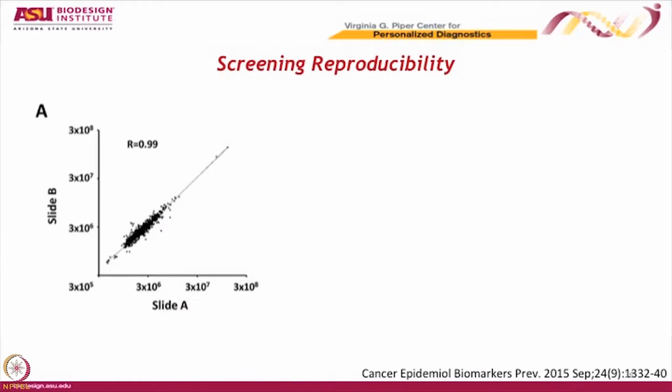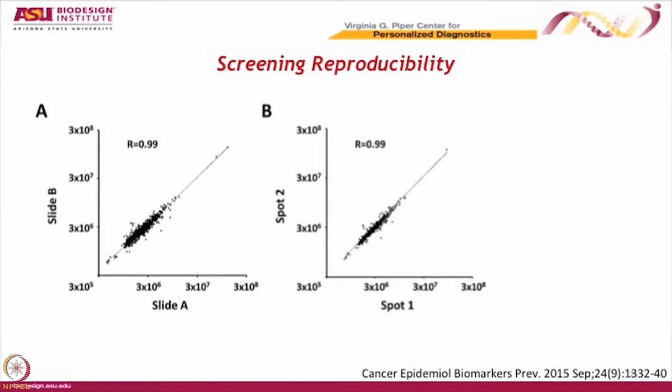Now imagine, here's a couple of other examples, slide A to slide B. Here's another one. We also often will print 2 spots for the same protein on the same array. And the advantage of that is that we can compare intra-array. Do we get similar signals? And again, you see very, very good correlation from spot to spot within an array.